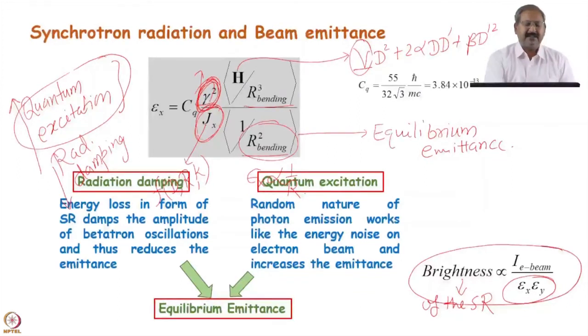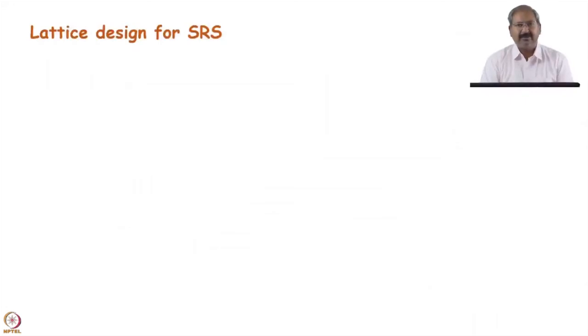And how to control this Jx? It is a complicated function of the dispersion and Twiss parameters here, you can say. So bending radius, gradient, dispersion and Twiss parameters all come into the picture of this formulation. But this formula strongly depends on the dispersion. So by properly shaping the dispersion in the optics, means properly choosing and optimizing the magnets so that your dispersion is in the desired way, then you can control the beam emittance or you can reduce the beam emittance. So this is the major goal of a synchrotron radiation source designer, that how to reduce the beam sizes, how to reduce the beam emittances. And this reduced beam emittance enhances the brightness of the emitted radiation.